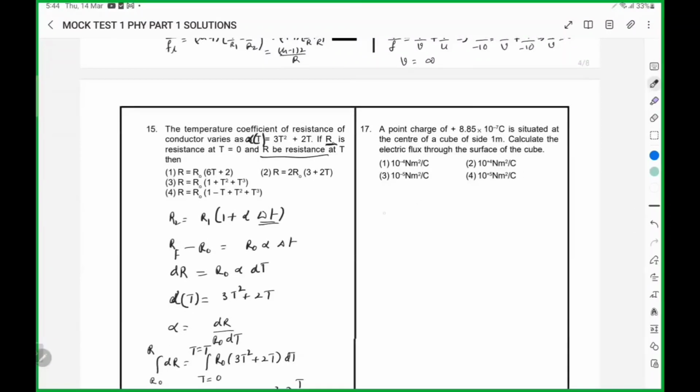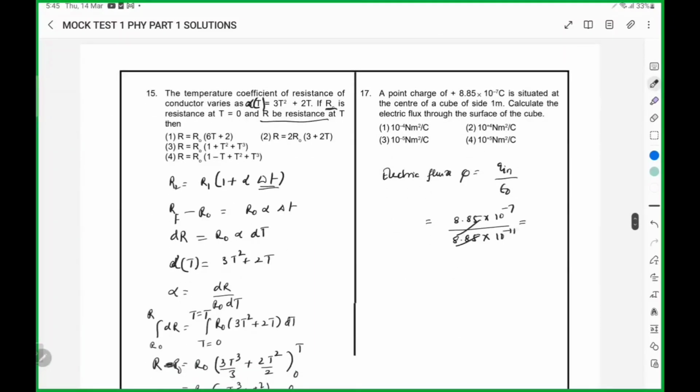Here, calculate the electrical flux by Gauss law. Electrical flux is Q inside by epsilon naught. So the charge kept inside is Q. The epsilon value is 8.85 into 10 power minus 12, which gives 10 power 5 newton meter square per coulomb.